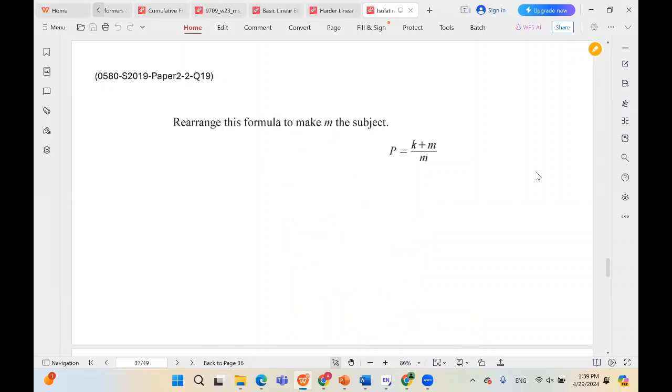Here again, you want to make m the subject. So we'd have to first multiply both sides by m. These would cancel out. So we would get mp equals k plus m. We want all the m's to be on the same side. So we would take the m to the other side here. So mp minus m equals k.